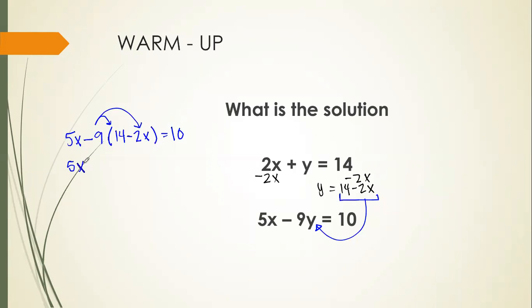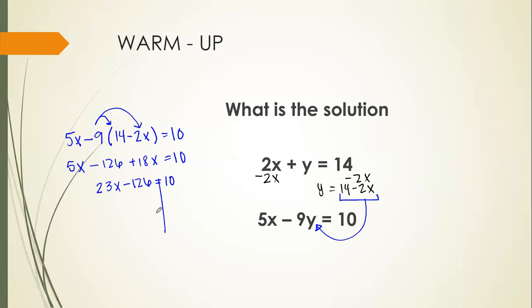So 5x, negative 9 times 14 is minus 126. Negative 9 times negative 2x is plus 18x equals 10. Now what? Oh, yes. Look at that vocabulary. Let's combine like terms. So the 5x and the 18x will give me 23x. So 23x minus 126 equals 10.